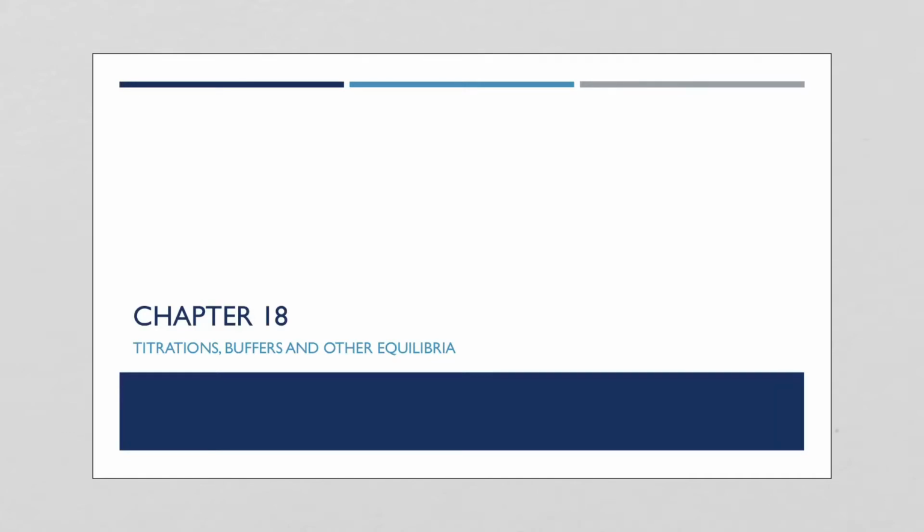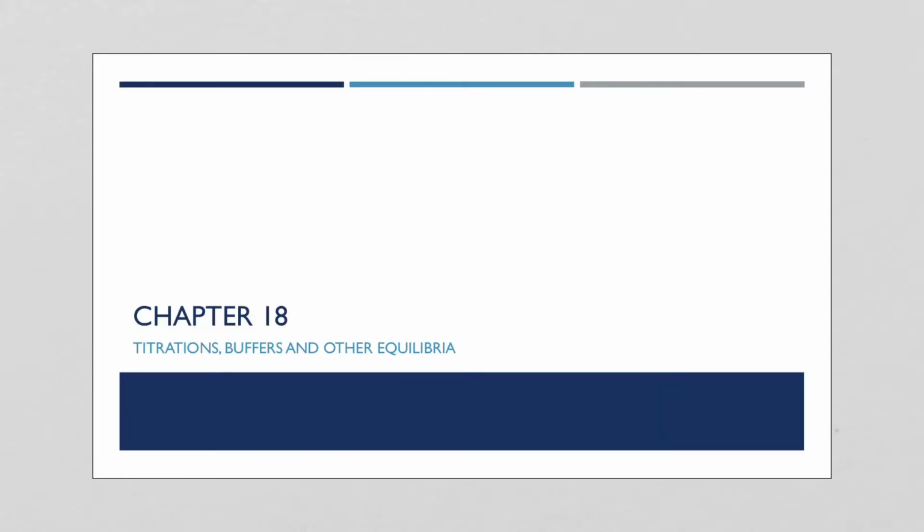So Chapter 18 will serve as sort of a follow-up to Chapter 17. So we're going to start out talking about a few topics that directly relate to acid-base chemistry. And then we're going to close out the chapter by talking about some other types of equilibrium beyond acid-base equilibrium.